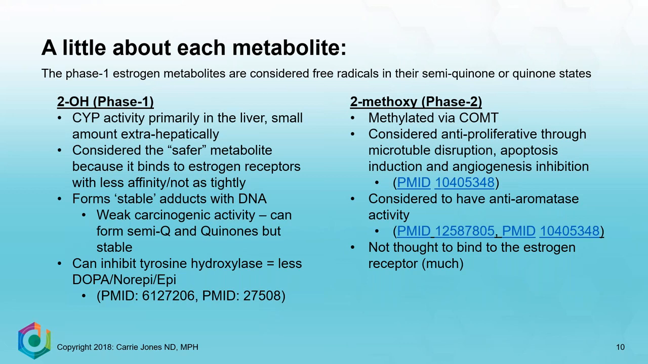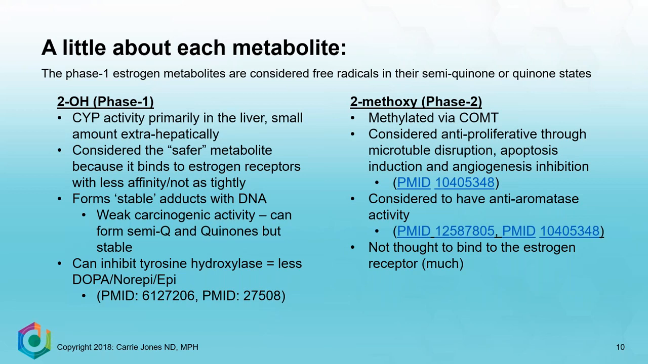Interestingly enough, high levels of 2-OH can inhibit tyrosine hydroxylase, and that can lead to the potential of less dopamine, norepinephrine, and epinephrine. So this is a good reason that you want to help clear your estrogens all the way out of your body so that you don't affect your neurotransmitter production.